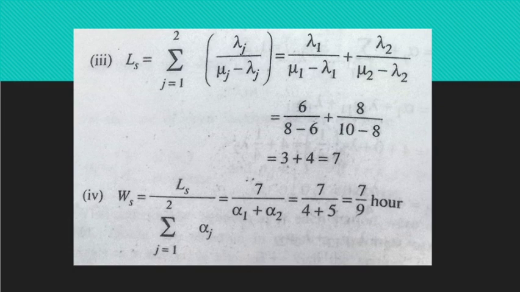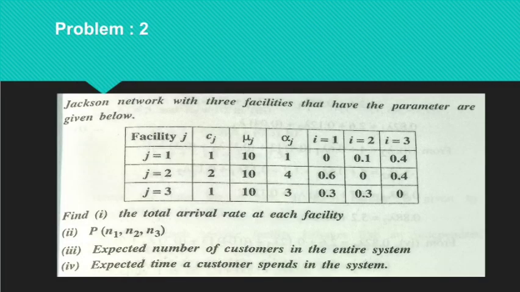Now the second problem: a Jackson network with 3 facilities that has the parameters given below. So here see the table. In the first column, the facilities are given.